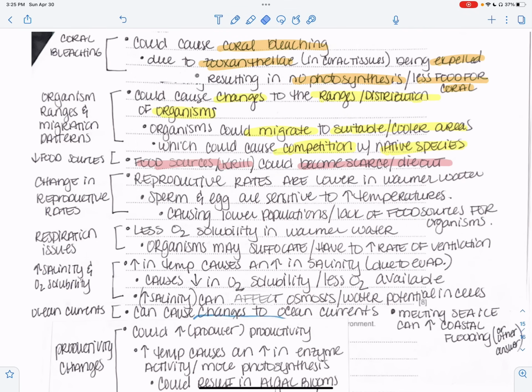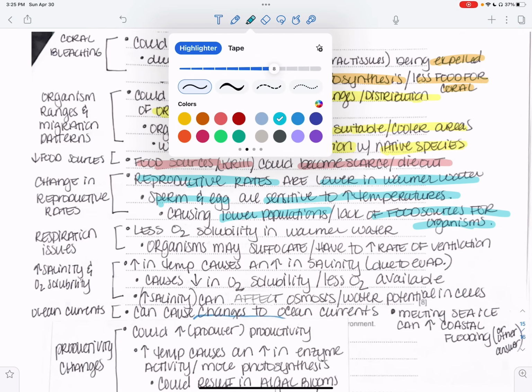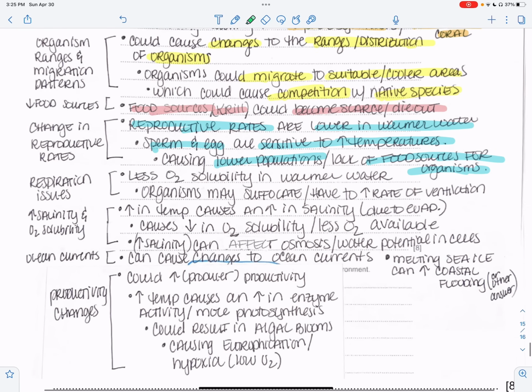Reproductive rates are lowered in warmer water. Sperm and egg are very sensitive to increases in temperature. This will lead to lower populations of organisms and a lack of food sources for organisms if their food sources are not able to reproduce. And of the eggs that do get created, they may not be able to grow and develop.